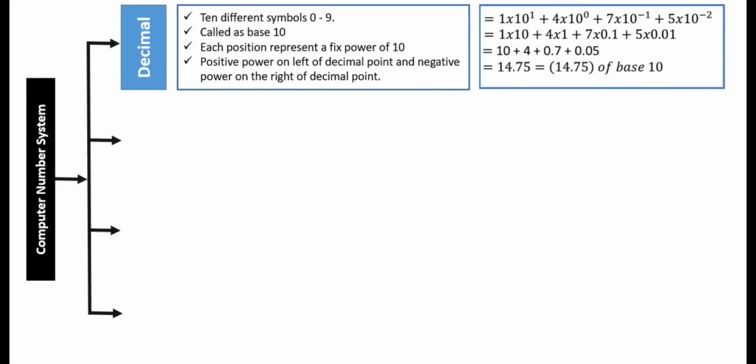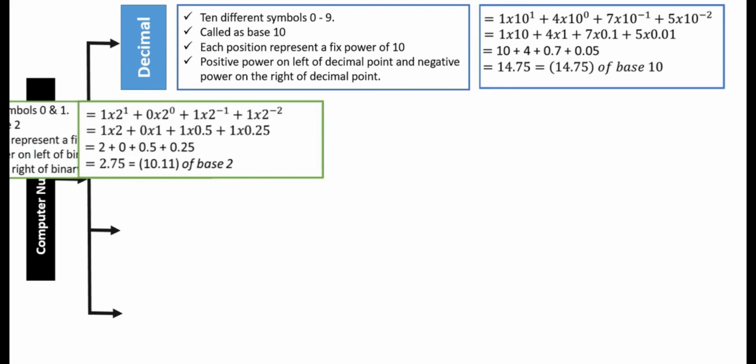Each position represents a fixed power of 10. This fixed power is calculated as positive on the left of the decimal point and negative on the right of the decimal point. If you see the example, 14.75 is the decimal number, represented using positional value. If you calculate this, we'll get 1 into 10, 4 into 1, 7 into 0.1, 5 into 0.01. Adding all this, we'll get the number 14.75.